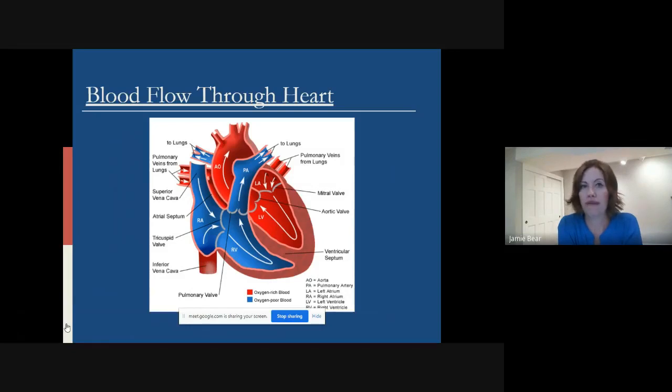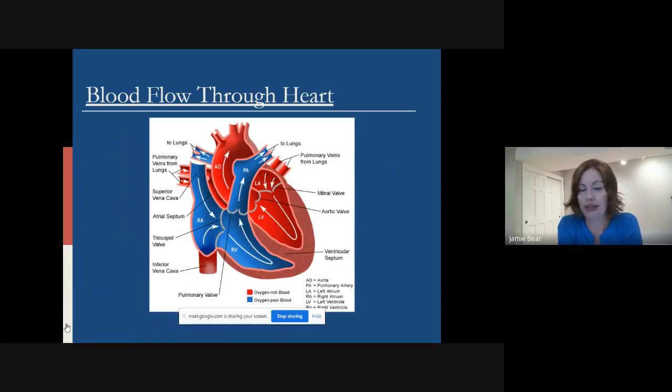It comes back from the lungs through the pulmonary veins into the left atrium. It goes through that really strong mitral valve down into the high pressure left ventricle. Then it goes through the aortic valve, and it goes through the aorta to get pumped to the rest of the body. The pulmonary artery is the only artery in our body that's deoxygenated.